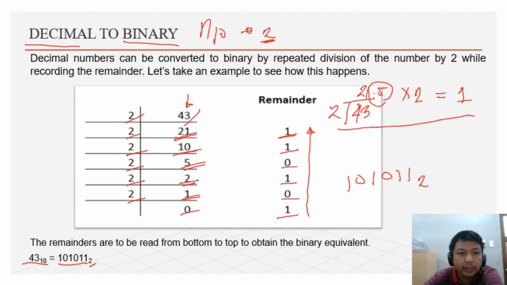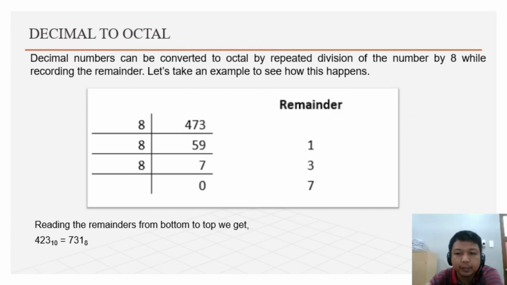Okay, next, moving forward, we have decimal to octal. Just the same, we are going to divide the number by the base. So let's take a look. For example, we have the decimal number 473. So we divide the number 473 by 8. We have 59, remainder 1. Then we have also 59 divided by 8. We have 7, remainder 3. And we have 7 divided by 8, that is 0, remainder 7.